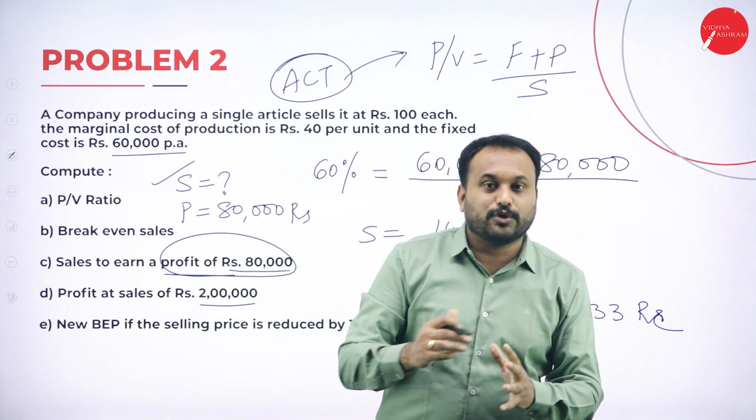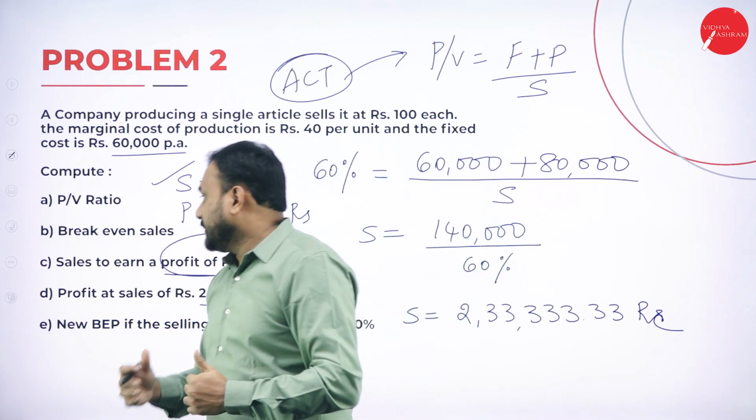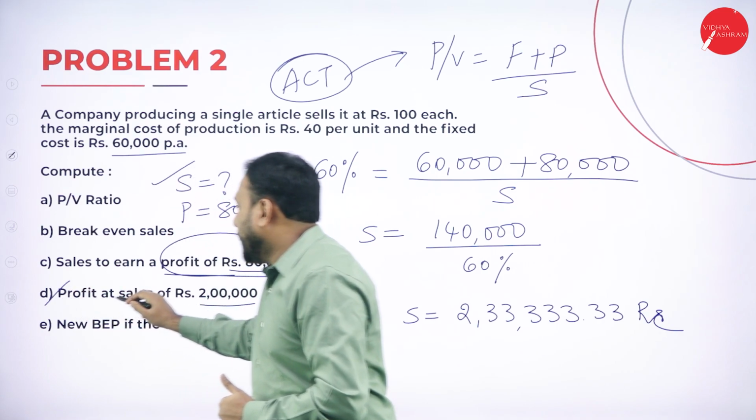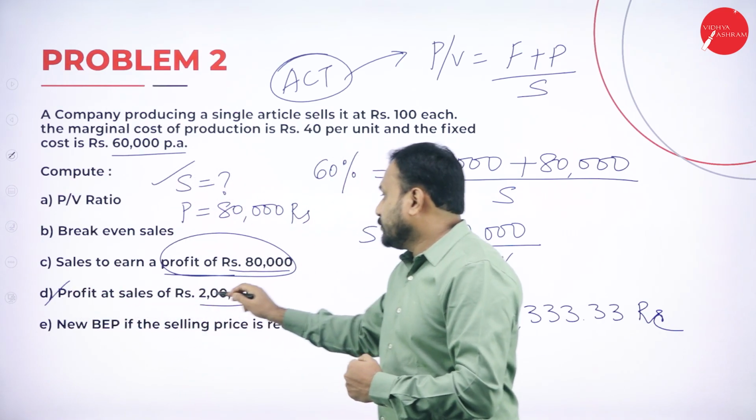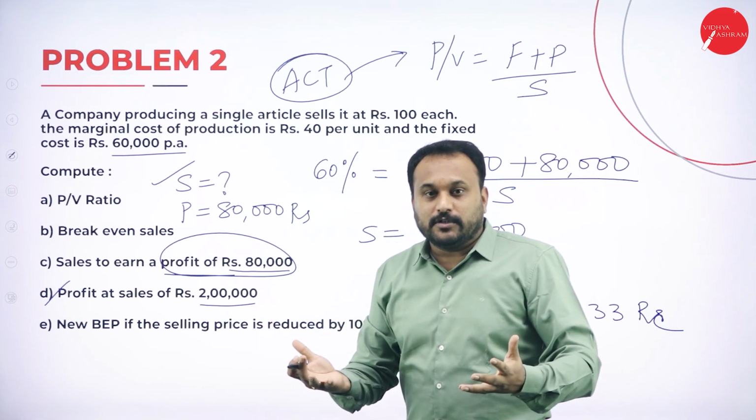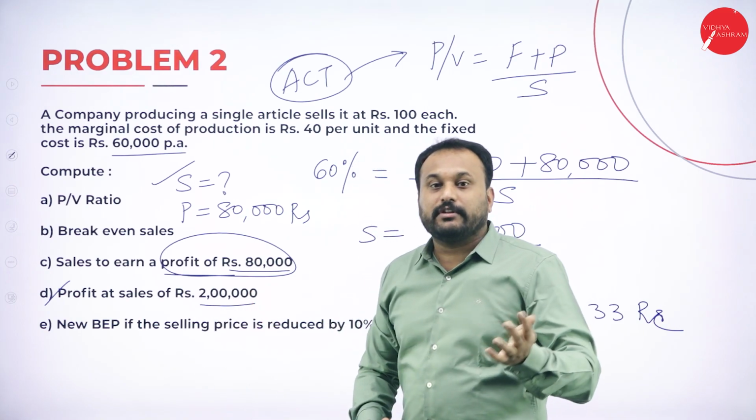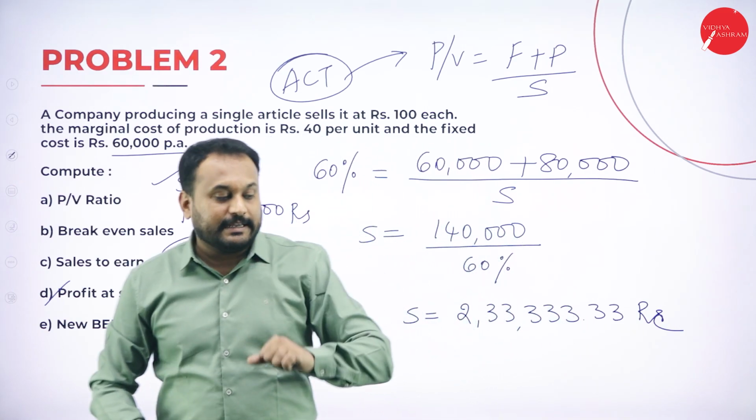2,33,333.33 rupees. So we got this. Let's go with the next one. The next one is what? Profit at sales of rupees 2 lakh. That means profit I don't know, but sales is 2 lakh. So what will be the profit? That is what you are supposed to calculate.